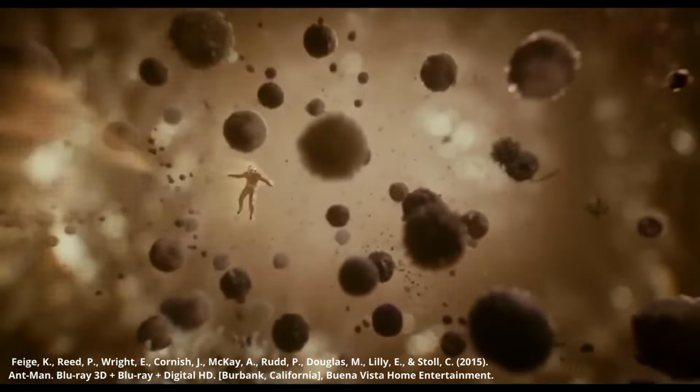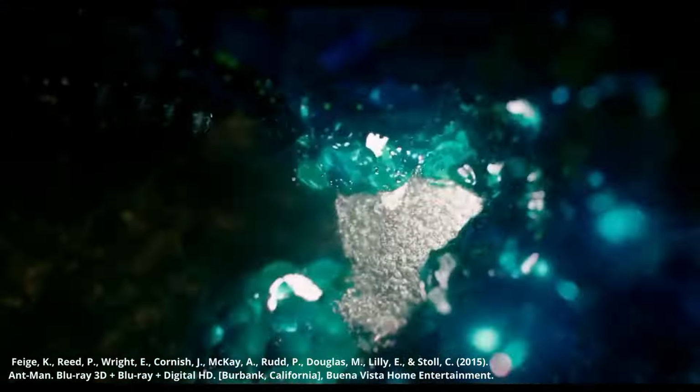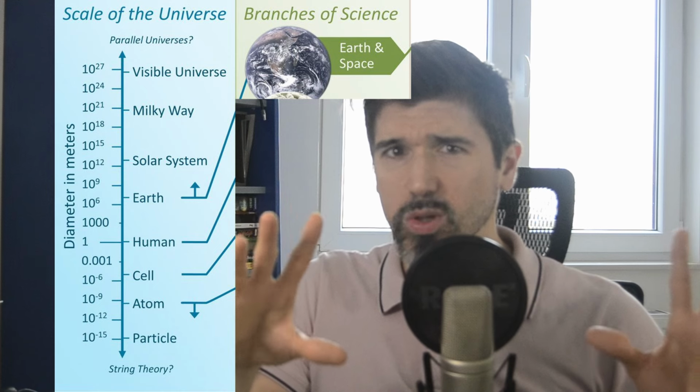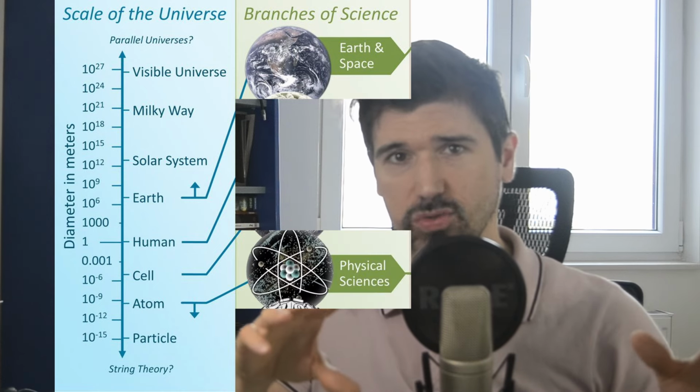Then we can move to the other side of the size spectrum and observe the Planck's length at 1.61 times 10 to the power of minus 35. This is the smallest size in the universe, much smaller than the neutrino, which is supposed to be around 10 to the power of minus 24. So this is when we get familiar with the particles and the physical sciences like physics and chemistry.